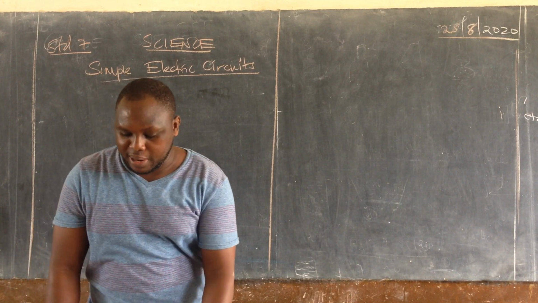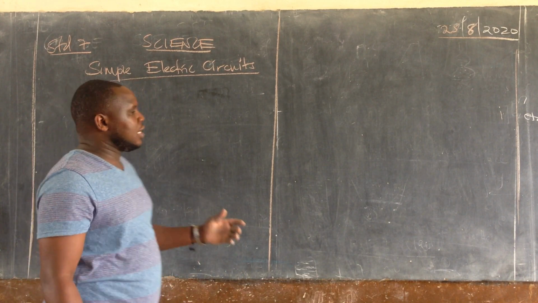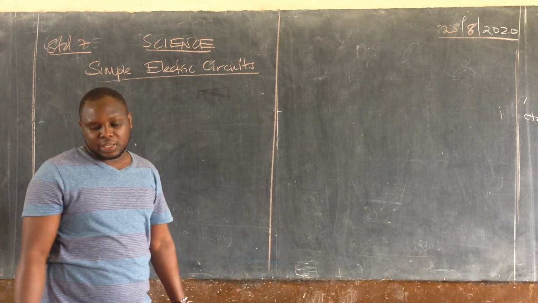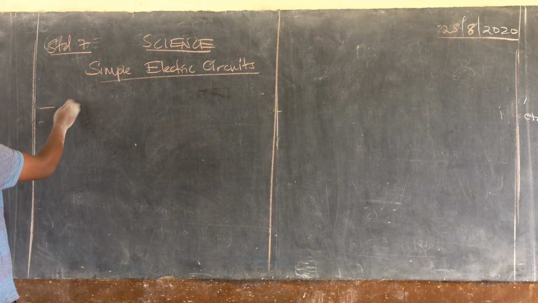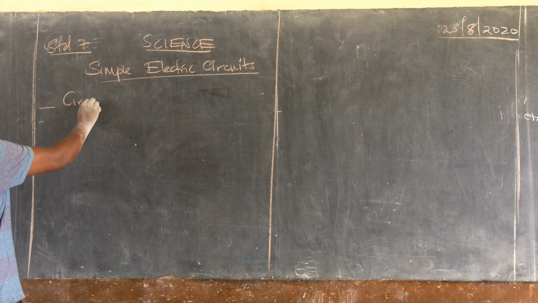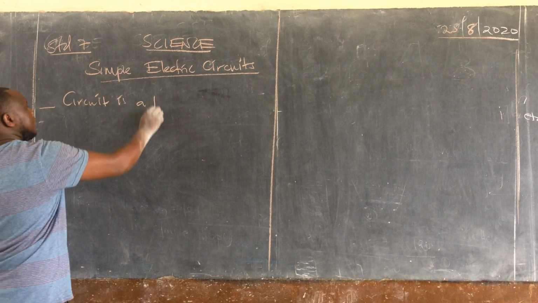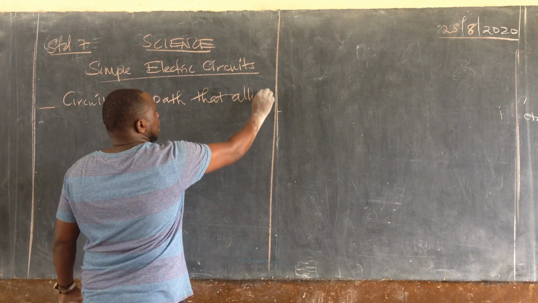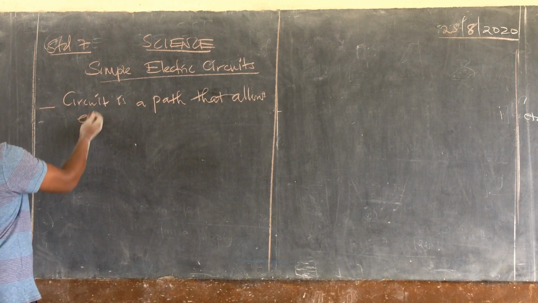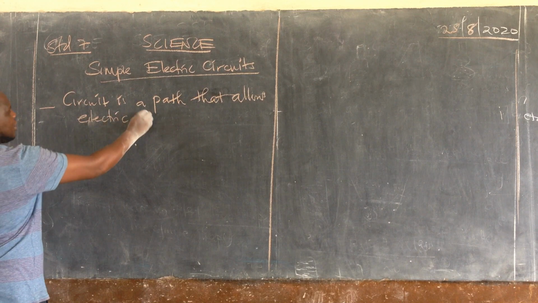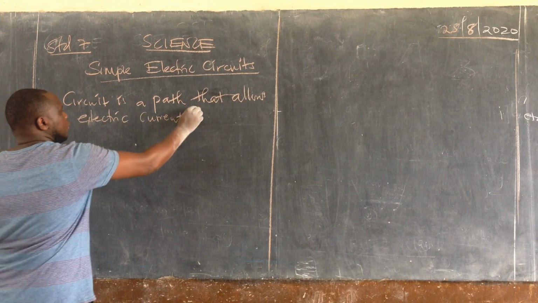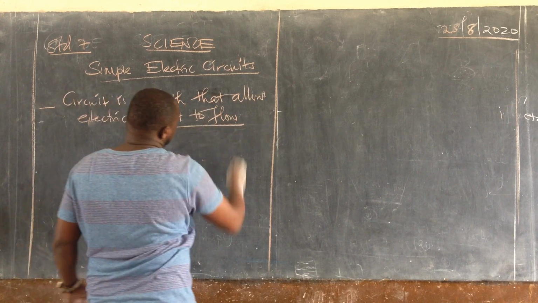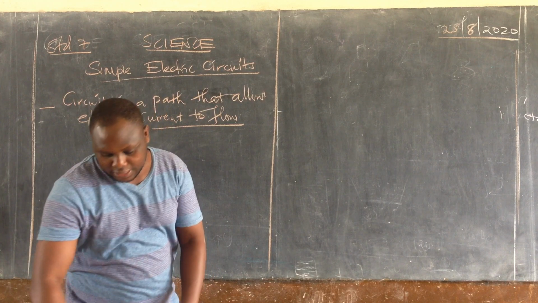Remember, I drew for you what a circuit is. And we can define a circuit as a path that allows electric current to flow. So we say a circuit is a path that allows electric current to flow. So that path must have so many things that I'm going to mention in this particular lesson.